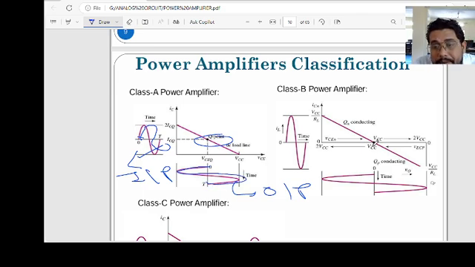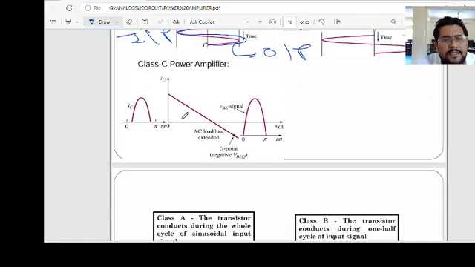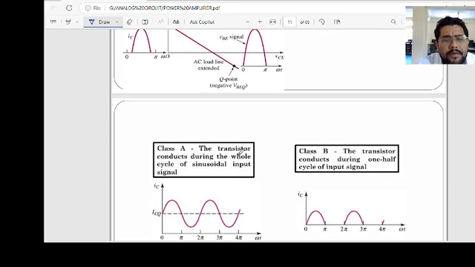This is the class B amplifier. Here in the class B amplifier, the Q point looks like this. The conducting point moves downward to the x-axis at VCC, and this is the input signal. We are projecting the output like this. Then there is the class C amplifier. We will see them one by one.